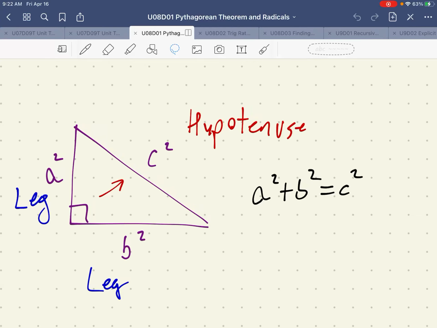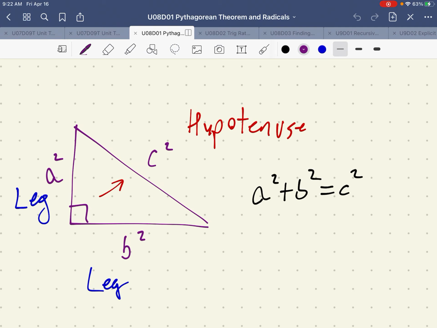So today we're going to start working with right triangles a little more in detail. We're going to start with the Pythagorean theorem, which tells us how to find missing sides, knowing the other two sides. And then we're going to move into right triangle trig. But today, Pythagorean theorem is where we are going to begin our study.